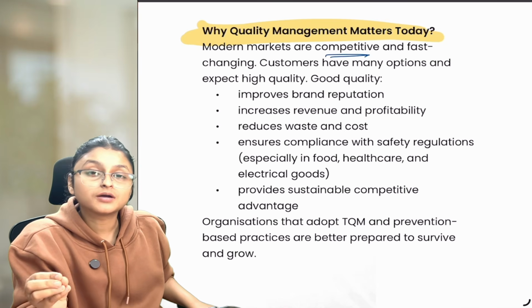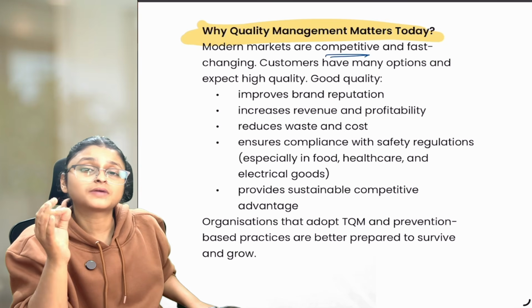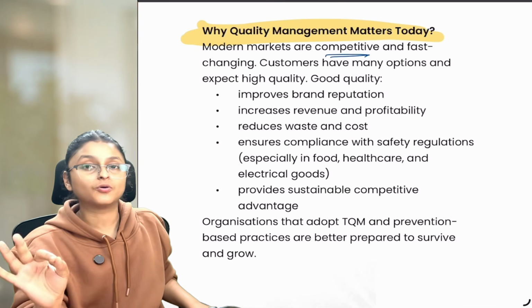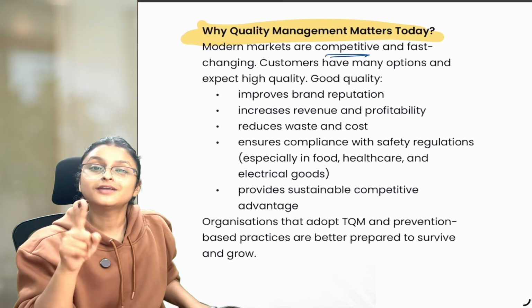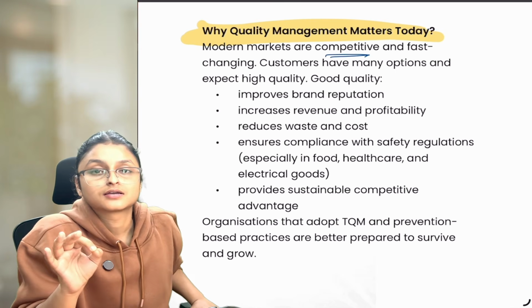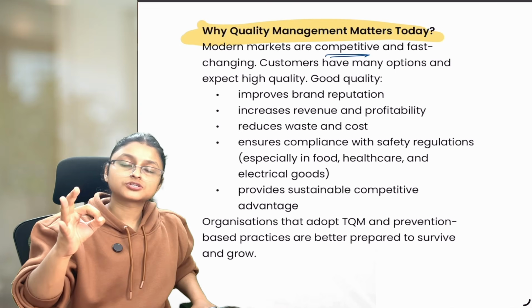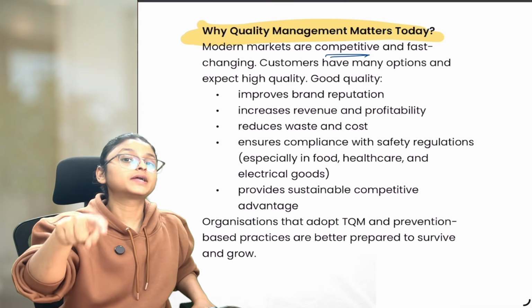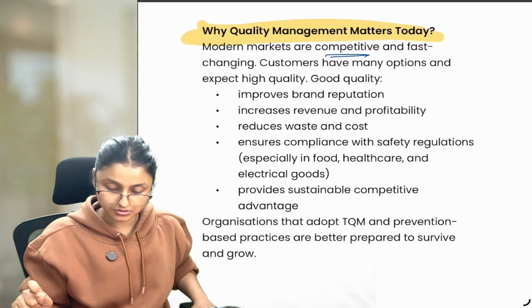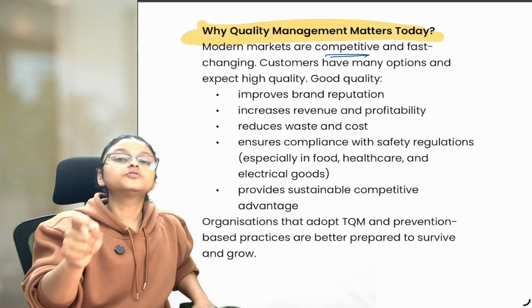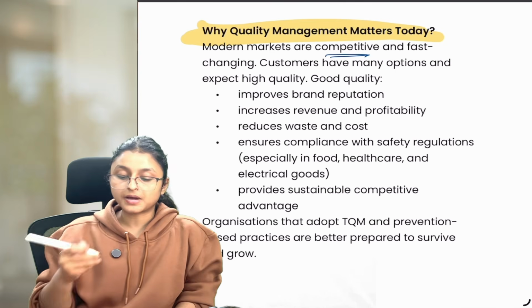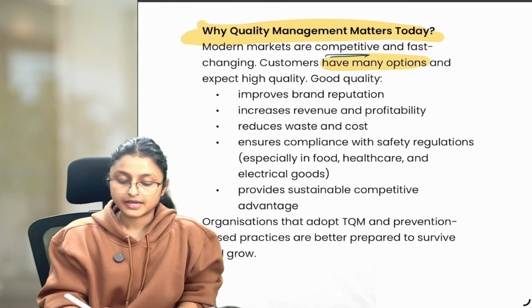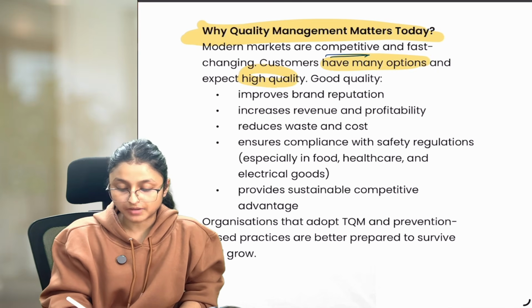But for now, think about it, there are a lot of manufacturers manufacturing the same type of product. So you as a customer have a lot of options now. Now customer is the king and manufacturers are serving us. And that is why as competition has improved, customers want quality product. They'll not buy from you if you're not providing quality product because they have a lot of options. That is why you need to focus on quality right now. So modern markets are competitive and fast changing. Customers have many options and expect high quality from the manufacturers.